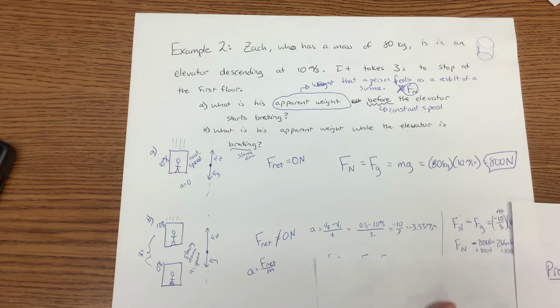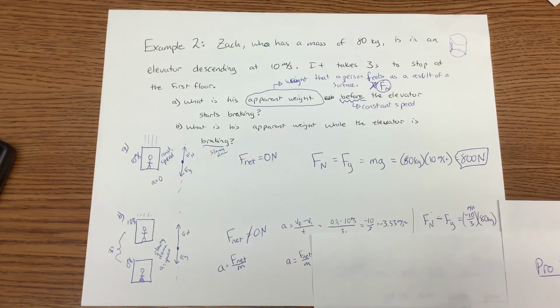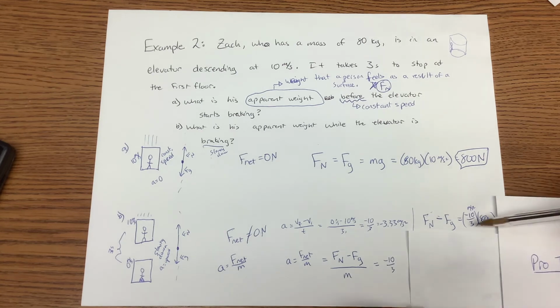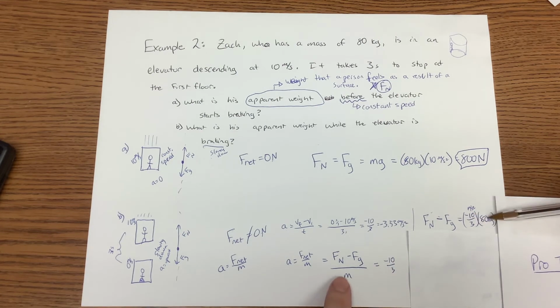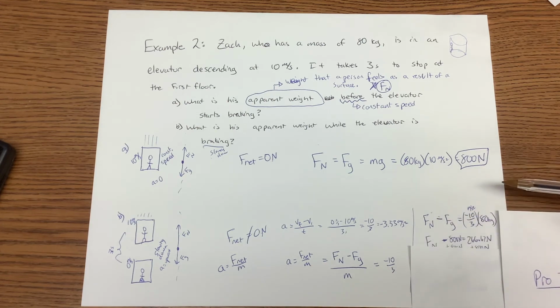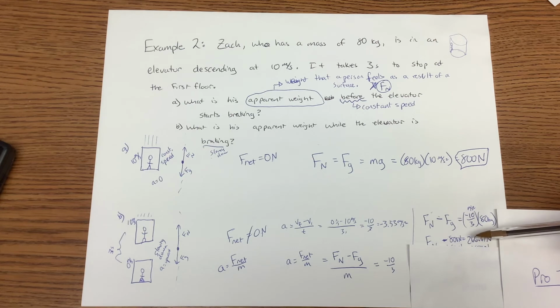And so then I came over here, and I started plugging stuff in, but I sort of did it in a wonky way. So there's my 10 thirds. I multiplied by the mass, so I've got my 10 thirds times 80 kilograms. This is actually the net force right here. And then I've got the FN minus FG. Okay, so the net force that Zach is needed to be pushed up with so that he stops is the 266.67 newtons.